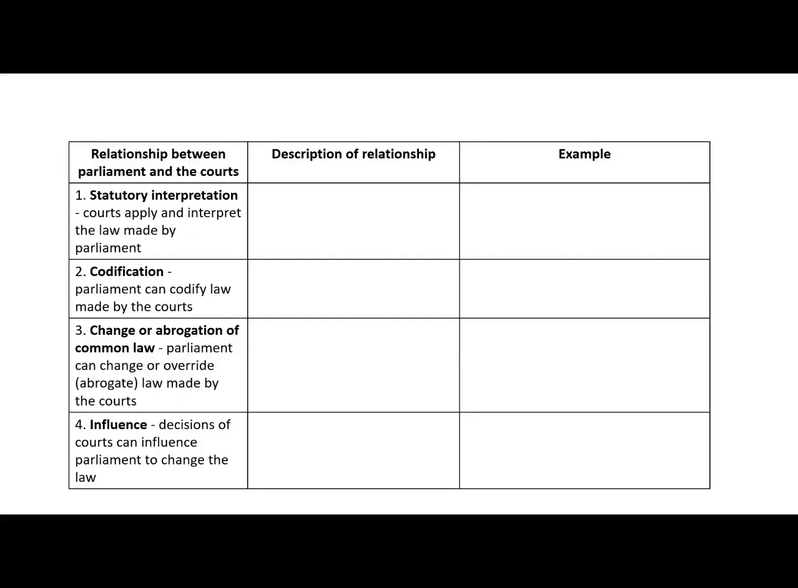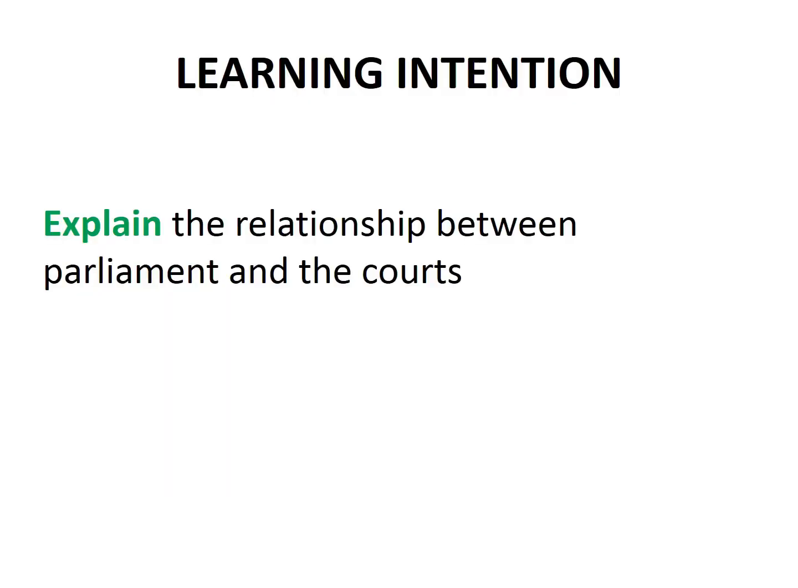On this slide, I've set out a table that you need to complete and include in your summary books. In the first column, I've set out each of the 4 relationships between Parliament and the courts that we've looked at. Using the information that I've given you in this video, you must now complete the description of each of these relationships in the second column and include a summary of an example of each of these relationships in the third column. That now brings us to the end of this video.